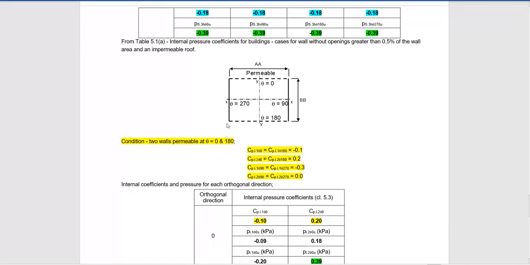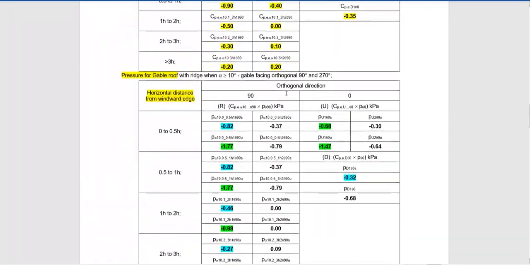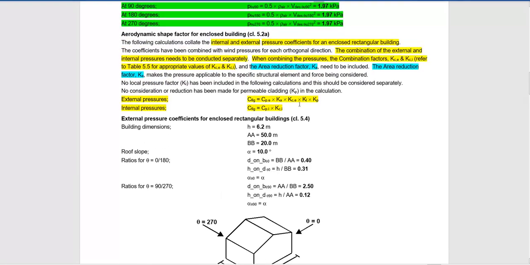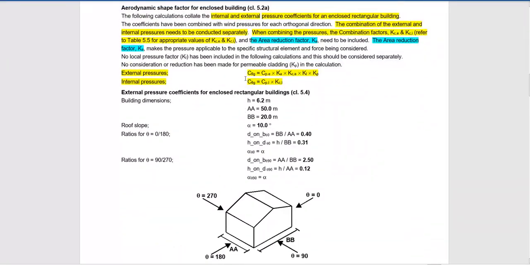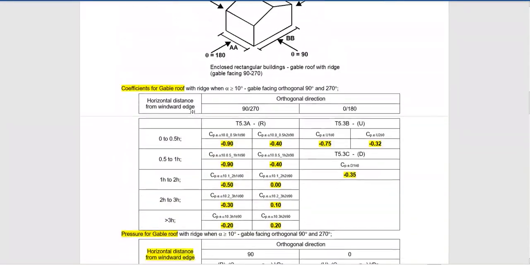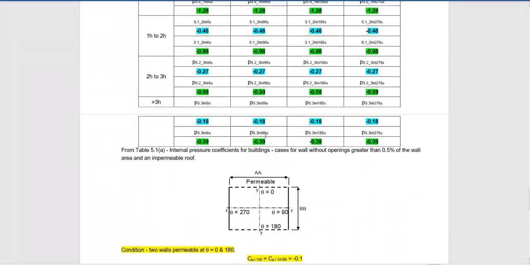What we did so far is we've gotten our Cpe, but we have not got our Cpi, which is the internal wind pressure. So at the end of the day, the difference between the Cpe and the Cpi value will give you the net pressure on a particular wall or roof.